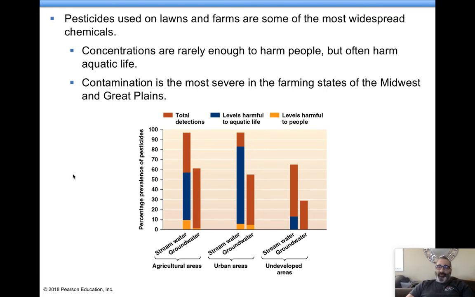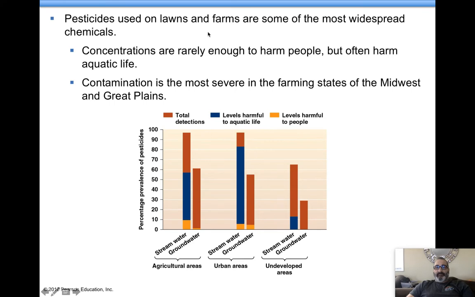The company that owns Roundup is called Monsanto. I believe they've set aside about $10 billion to pay off the lawsuits associated with Monsanto's Roundup and its cancer-causing agents.